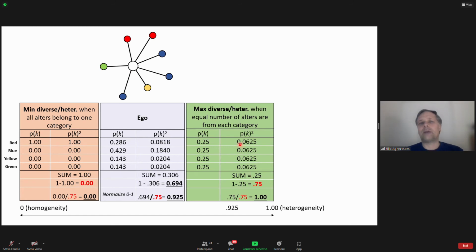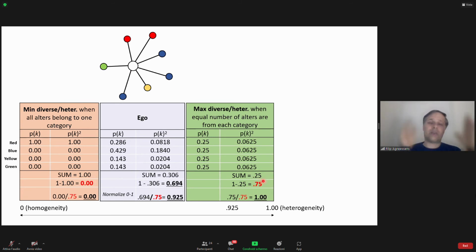So if I'm the most diverse in the sense that I equally spread my connections with all the different groups, so 2 connections to red, 2 connections to blue, 2 to yellow, 2 to green, so I have equal access to each of these groups. So that's the most diverse I can be. If that's the case, I get a value of 0.25.